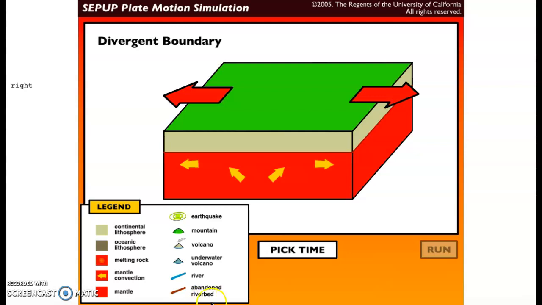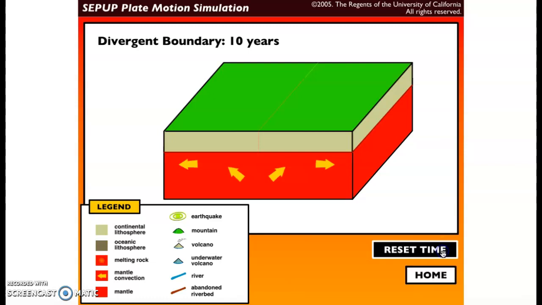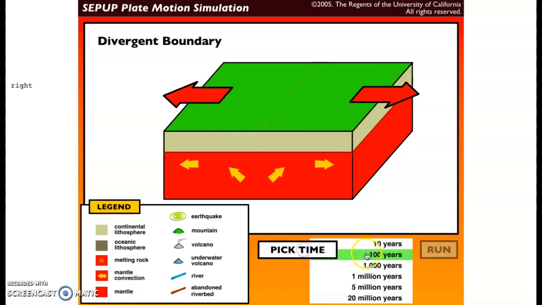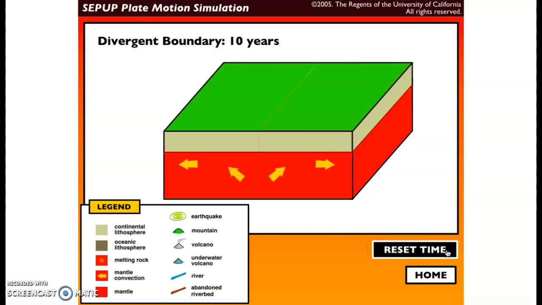Okay. So the first thing I'm going to do is pick my time. I'm going to choose 10 years first because that matches my data table. And then I'm going to click run and watch very closely because it doesn't take very long. So if I click that, watch that again. That is ridiculously small. So if I watch, nothing really happens.